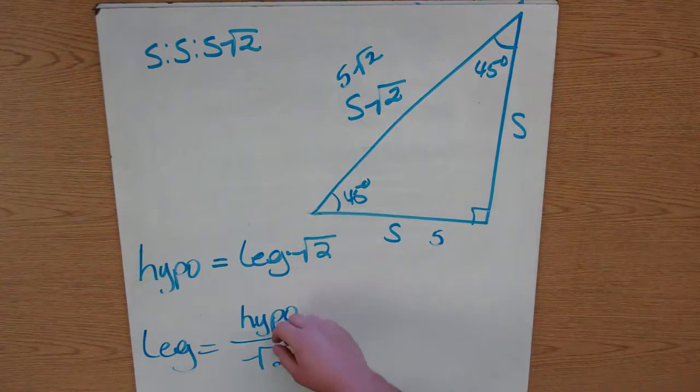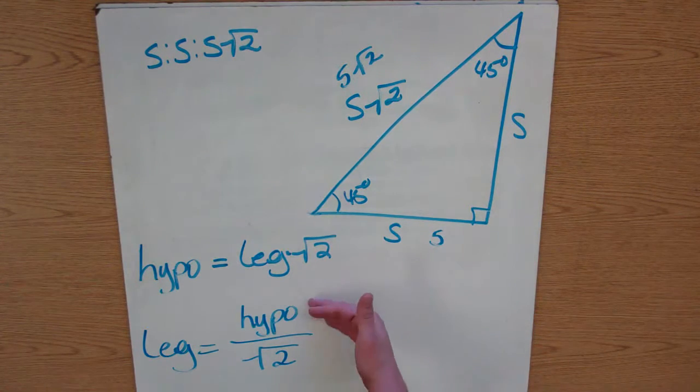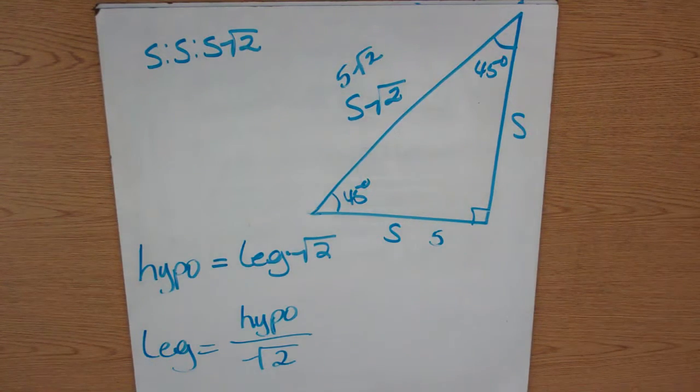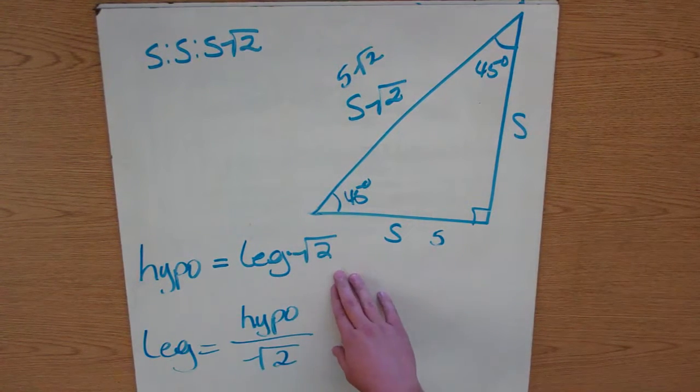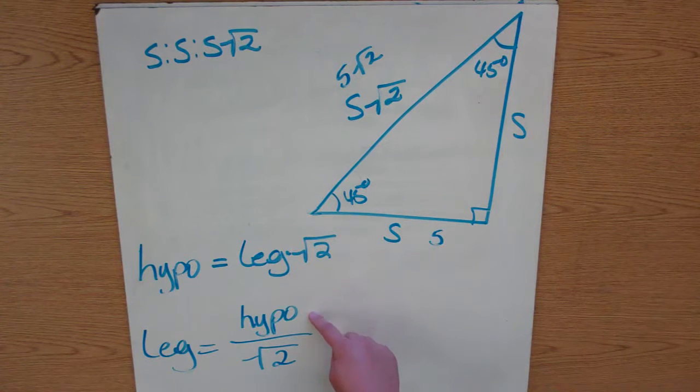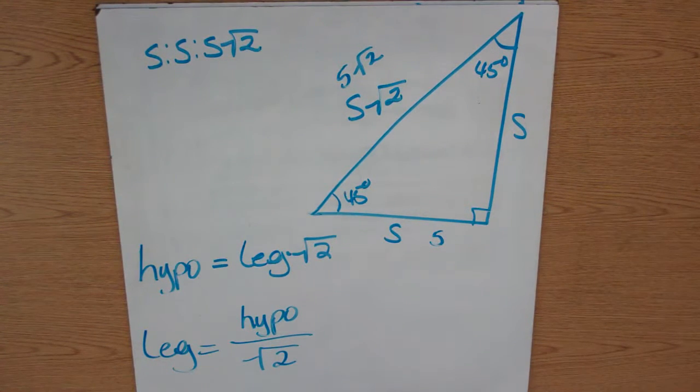Now, what happens if we're only given the hypotenuse and we want to find a leg? Hypotenuse divided by the square root of 2 gives you the length of the legs of your triangle. And don't forget, you need to rationalize this, because you can't have a radical in the denominator. But that's basically what you do. Hypotenuse equals a leg times the square root of 2. A leg equals the hypotenuse divided by the square root of 2.